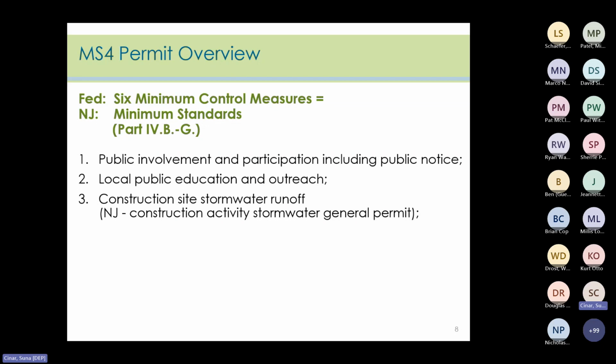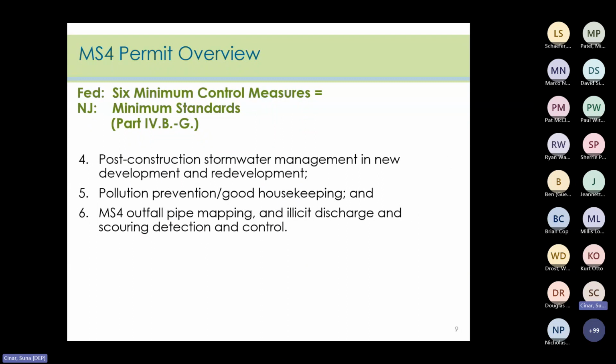3. Construction activities, which are covered more under the Industrial 5G permit. This list is continued on the next slide. 4. For post-construction stormwater management in new development and redevelopment, under this minimum control measure, the permittee is required to develop, update, implement, and enforce a program to address stormwater runoff, including the plans and ordinances required in keeping with the requirements of the stormwater rules, which will be discussed further in more detail.